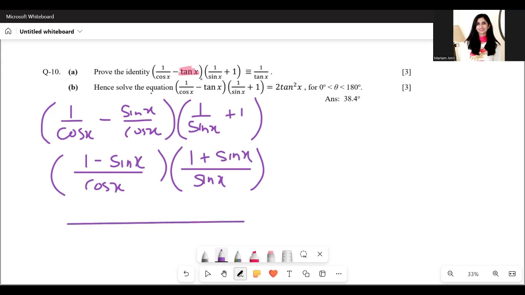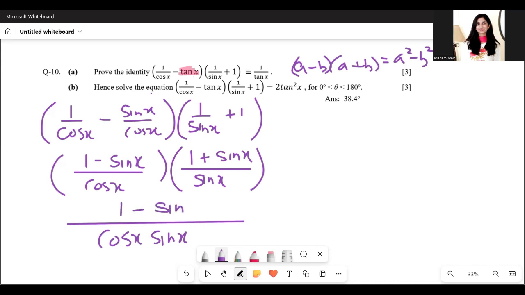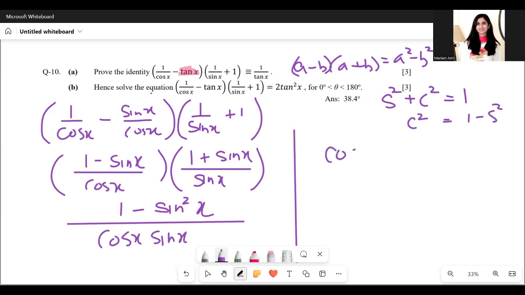Okay. Now the denominator becomes cos x sin x, and the numerator, notice, is a minus b times a plus b, which becomes a squared minus b squared, which would give us 1 minus sine square x. And we also know that sine square x plus cos square x is equal to 1. So 1 minus sine square x is actually cos square x. So the numerator becomes cos square x.